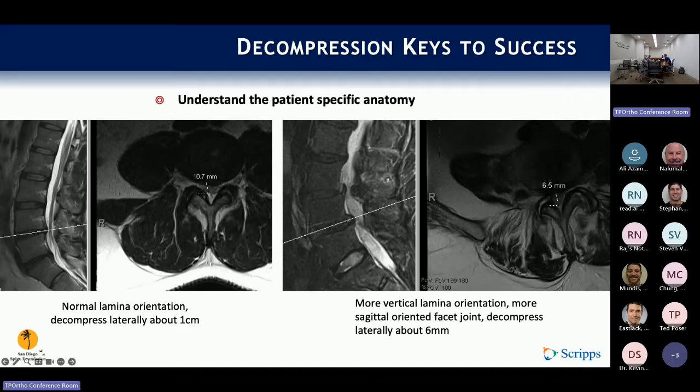The patient on the left side of the screen has a more normal angle to the lamina, so I only needed to decompress about 1 centimeter laterally based on his morphology. However, the patient on the right had a much more sagittally oriented lamina and facet joint. So I needed to keep that in mind when burring, that I can't go as far lateral as in the first case, risking instability as well.